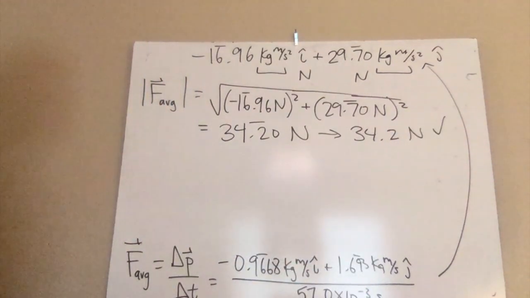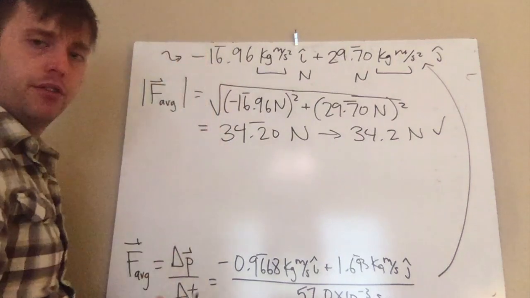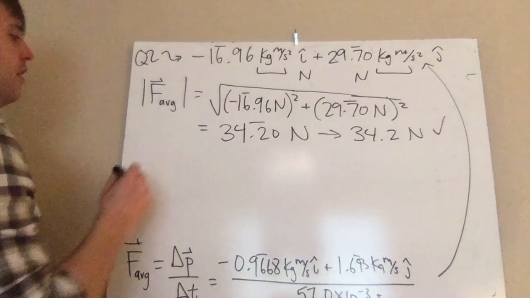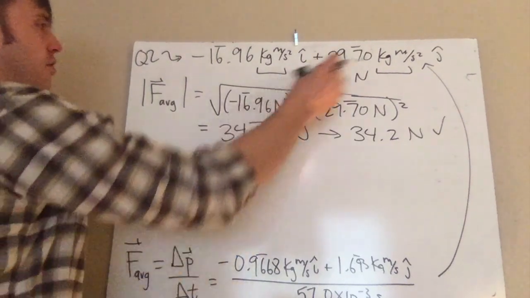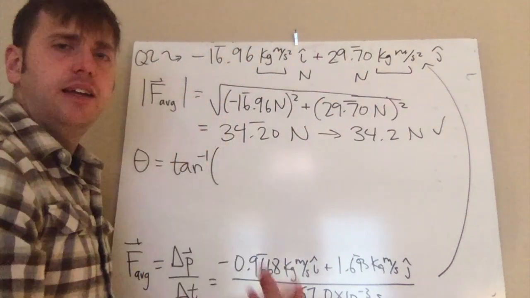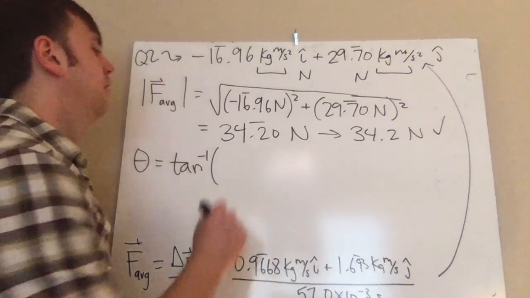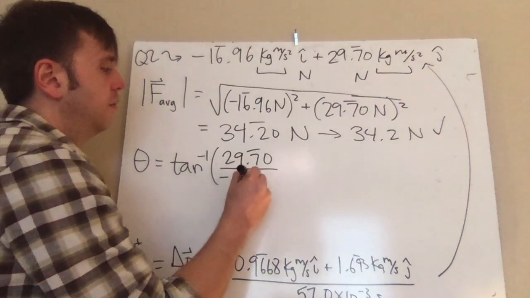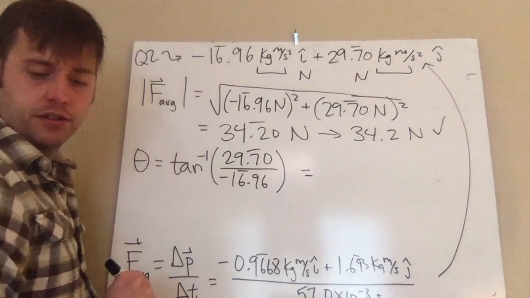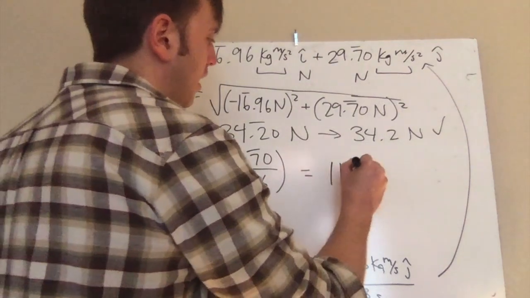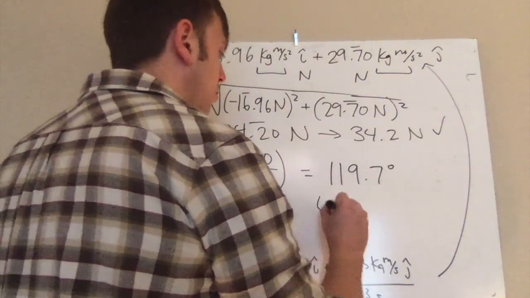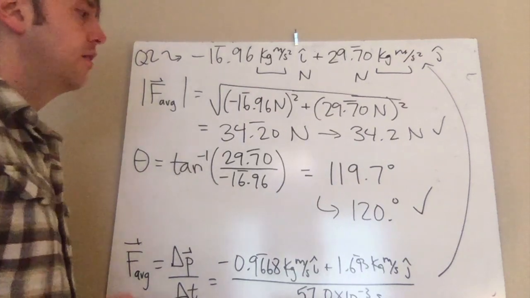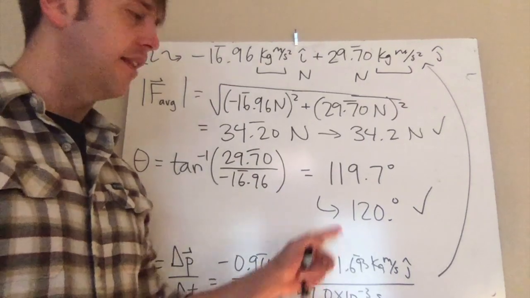Okay, cool. The next thing we should realize is this vector, this average force, is in a certain quadrant. It has a negative x component and a positive y component, which means we're dealing with quadrant 2. If I want to get the angle, I know I can take the inverse tangent of the y component over the x component, but I'd have to add 180 to make this the standard angle off the x-axis. So I have inverse tangent of 29.7, that's my y component, over 16.96. And so we do the math on this, and it comes out to 119.7 degrees, which I guess we'd want to round to about 120 degrees. So in other words, in order to make the rock skip in this way, the water had to deliver 34.2 newtons of force at this angle, 120 degrees.